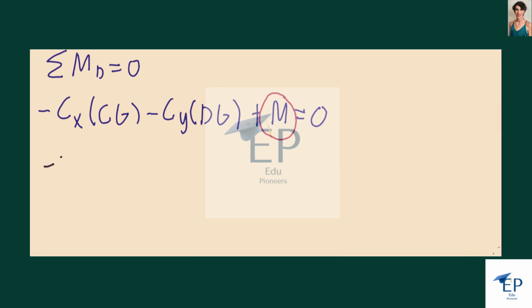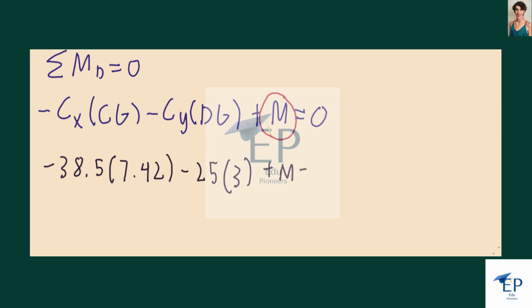So negative C of x, that was negative 38.5, times 7.42, minus 25 times 3, plus M is equal to 0. And solving for M, we get a value of 360.67 pound-inches.